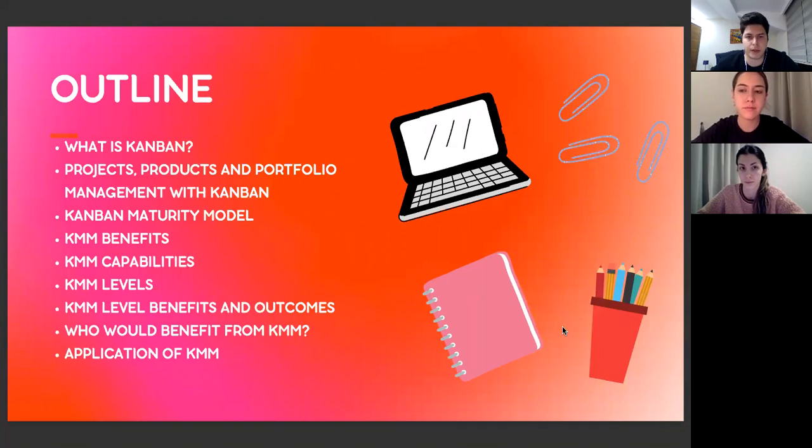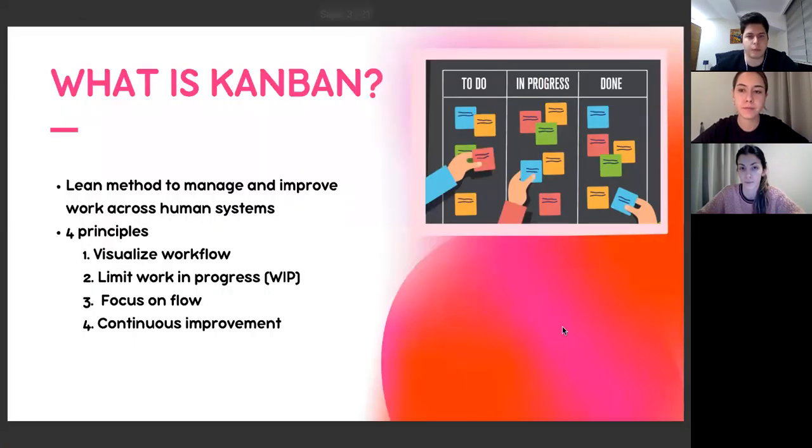First, what is Kanban? Project, products, and portfolio management with Kanban, Kanban maturity model, Kanban maturity model benefits, capabilities, levels, benefits and outcomes, and also who would benefit from KMM and application of KMM. First, I will introduce Kanban.